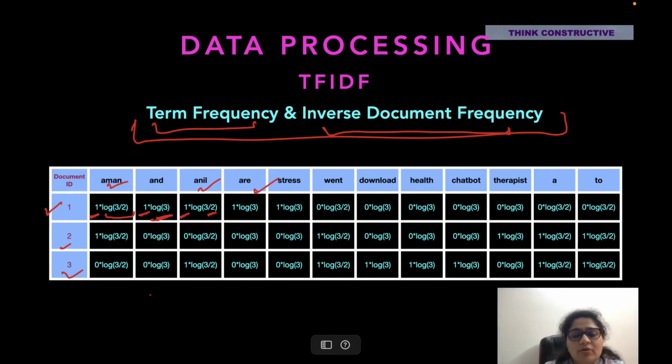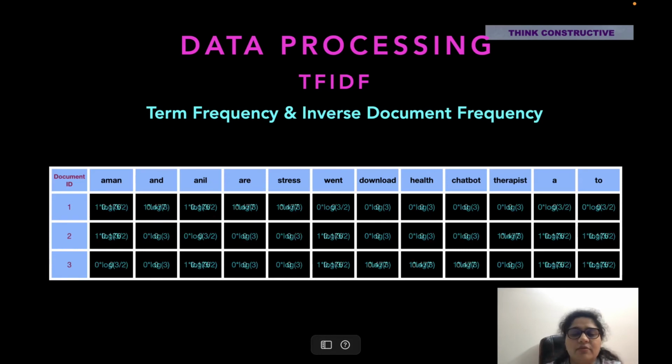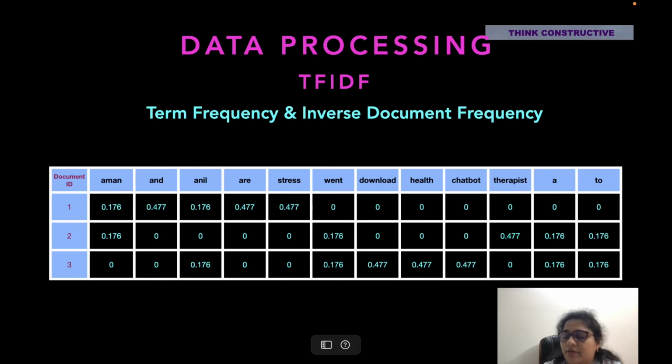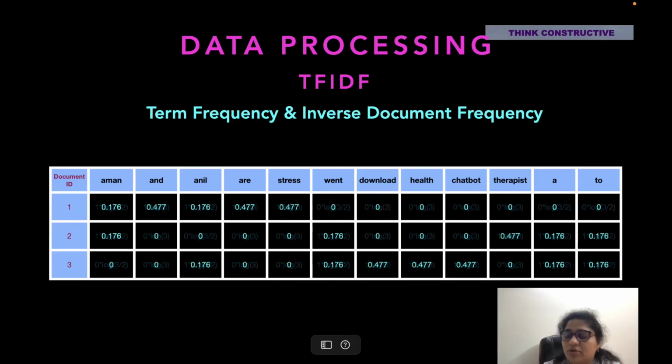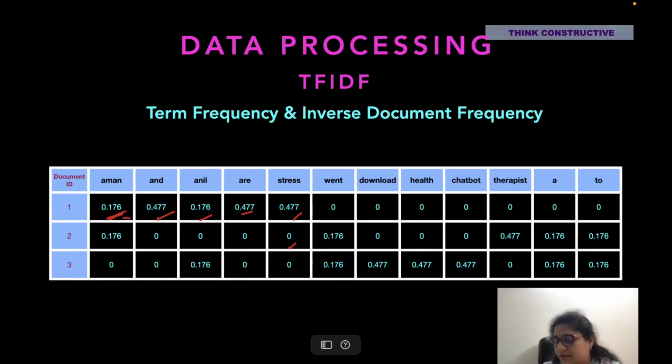Okay. So that's how you will fill this table till here. And then we'll move and see what next. So finally, after giving the log values, you'll get the resultant like this. Okay. So in case of Aman, if you remember, 1 into log 3 by 2. So log 3 by 2 is 0.176. So 1 into that is this.